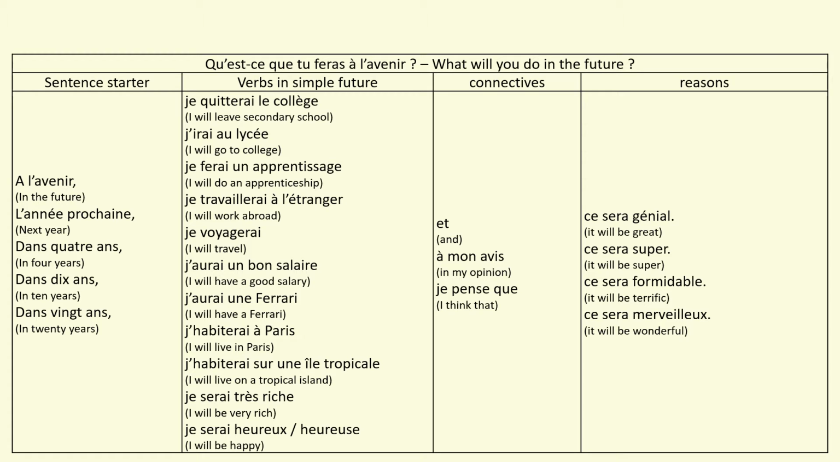So on your screen, Year 9, now you have the sentence builder we will be using this lesson. First, let's have a look at the question. Qu'est-ce que tu feras à l'avenir? What will you do in the future? So it's really talking about, after your GCSE, after your studies, in the coming years, what will you do, and projecting yourself. The first column is all about sentence starters.